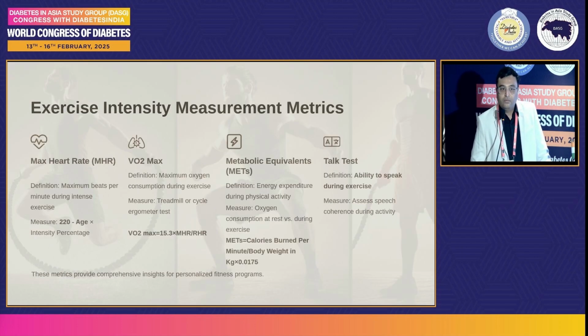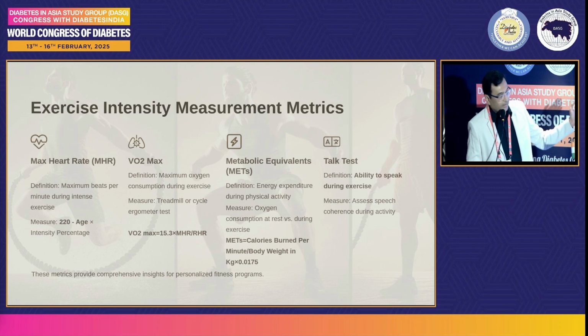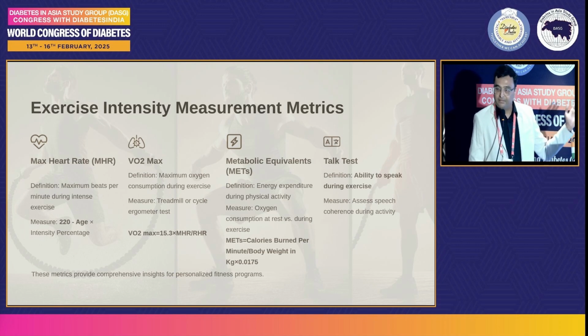Now we cannot talk about this session without measuring how exactly we measure the mild, moderate or severe intensity. So there are various methods which have been adopted by various guidelines, and trials also have been including this. They are maximum heart rate, VO2 max, metabolic equivalents and the talk test. I'm not going into the detail, you can take a screenshot, but yes, it has to be quantified. We cannot compare one with the other without any evidence or without any standardized measuring units.